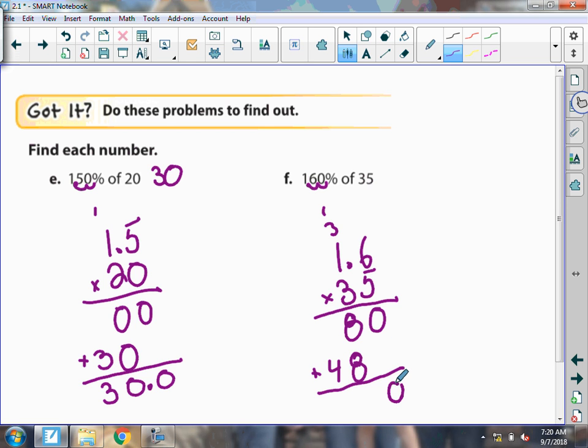I bring down my 0. 8 plus 8 is 16. And 4 plus 1 is 5. How many decimal places do I have? Just the one. So 160% of 35 is 56.